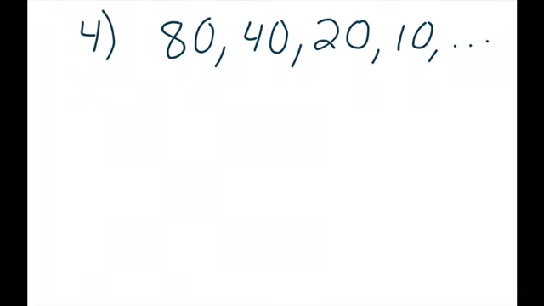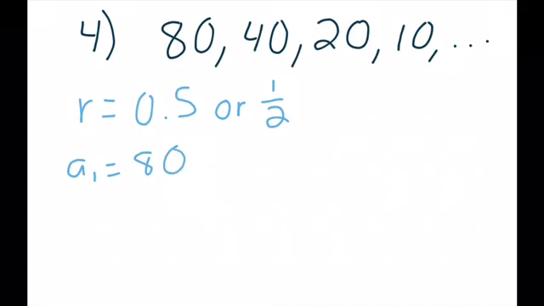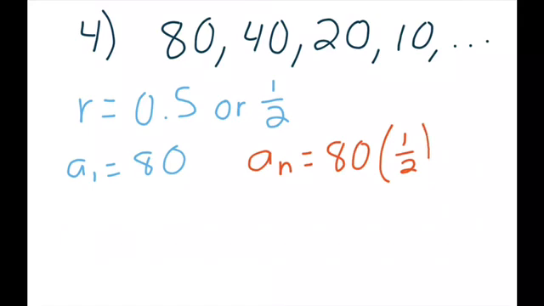Okay, let's go through this one. We know that r equals 0.5 or 1/2, and that a sub 1 equals 80. So now we're going to write our explicit formula. a sub n equals 80 times (1/2) to the power of (n - 1).